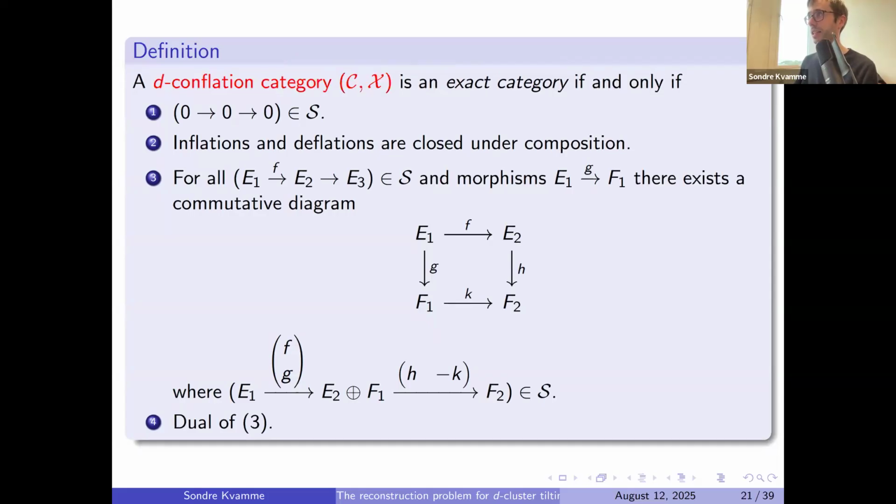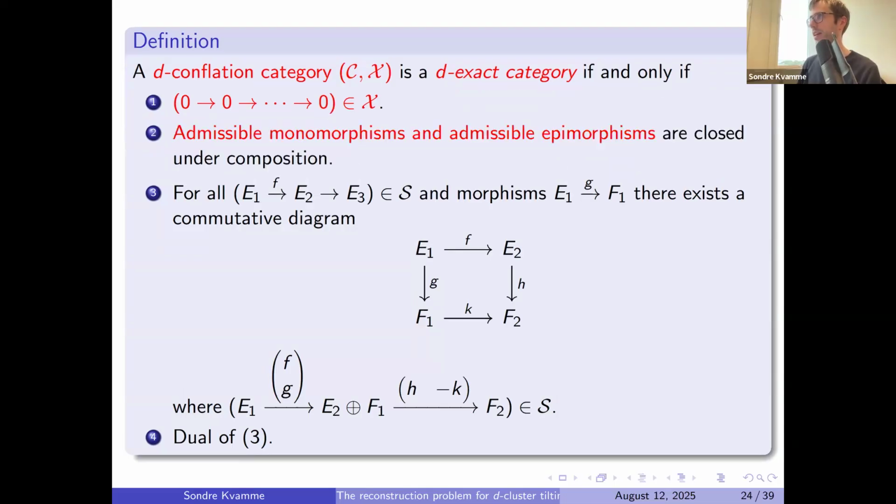A deconflation category is a D-exact category if and only if, instead of having a short exact sequence in X, you now require the trivial D-exact sequence to be in X. The D-exact sequence consisting just of zeros should be required to be in X. The higher analog of 2 is also quite easy to guess. You just replace inflations by admissible monomorphisms and deflations by admissible epimorphisms. Require the composite of two admissible monomorphisms to be an admissible monomorphism, and dually for the admissible epimorphisms.